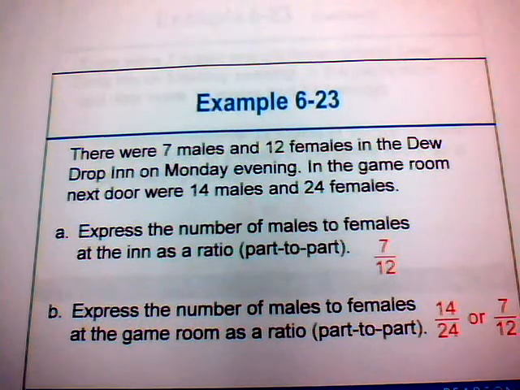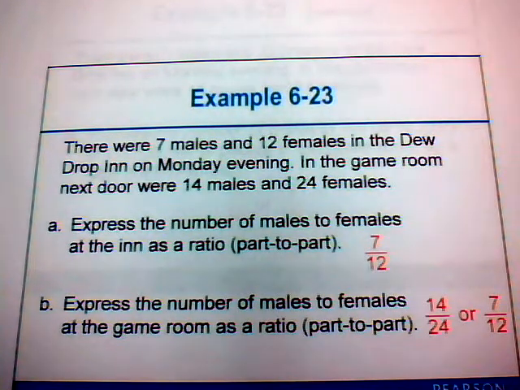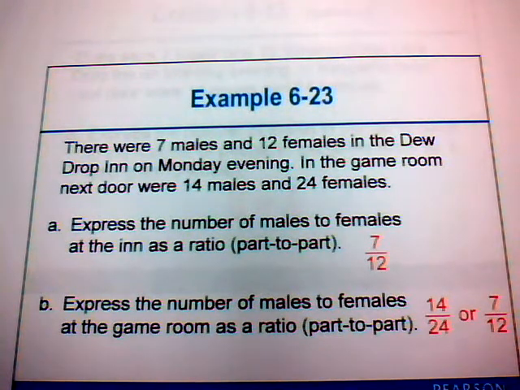And here are some examples of just that. There were 7 males and 12 females in the Dewdrop Inn on Monday evening. In the game room next door were 14 males and 24 females. Now in part A, you're going to express the number of males to females at the inn as a ratio, which is, of course, part to part.